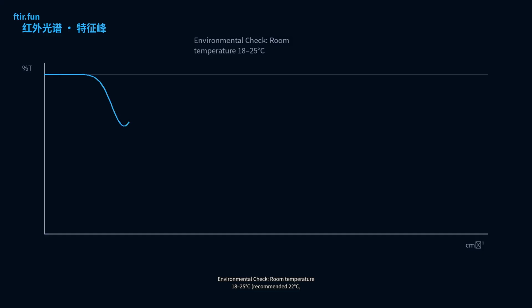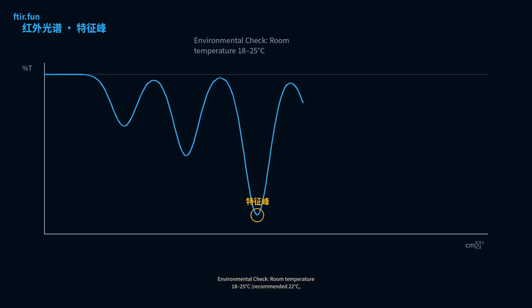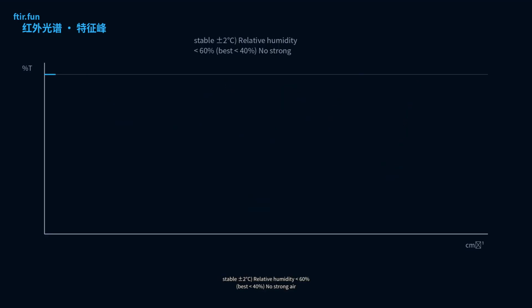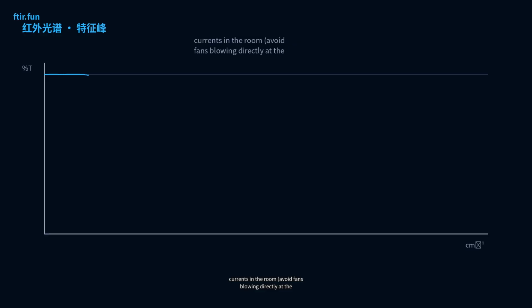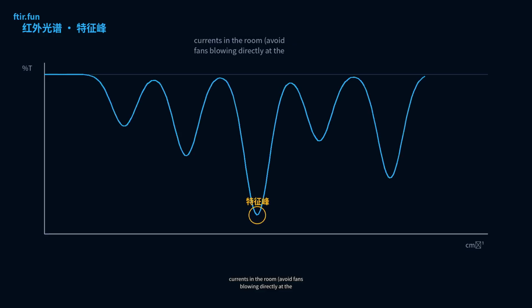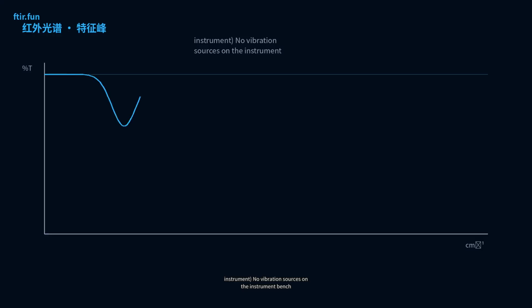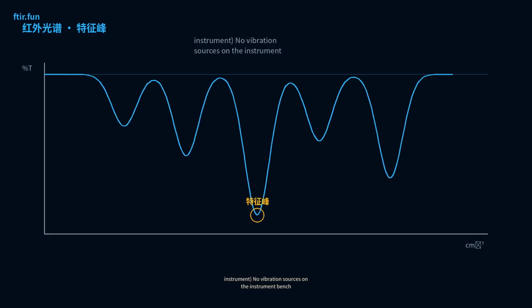Environmental check. Room temperature 25 degrees C, recommended 22 degrees C, stable plus or minus 2 degrees C. Relative humidity 60%, max 40%, no strong air currents in the room. Avoid fans blowing directly at the instrument. No vibration sources on the instrument bench.